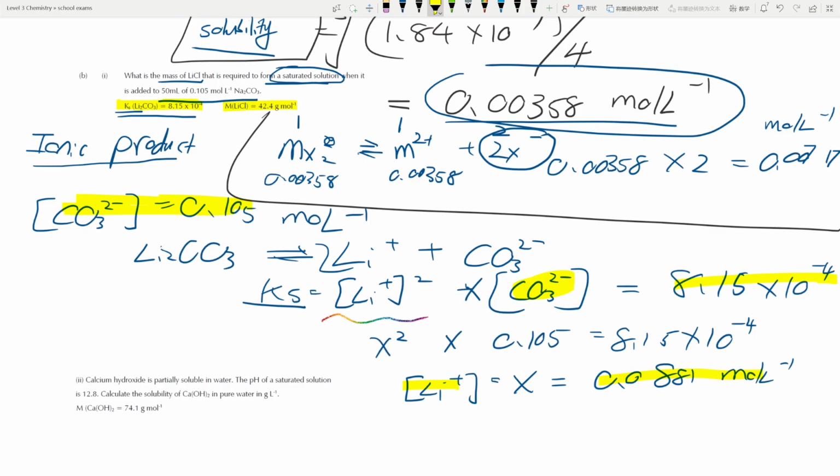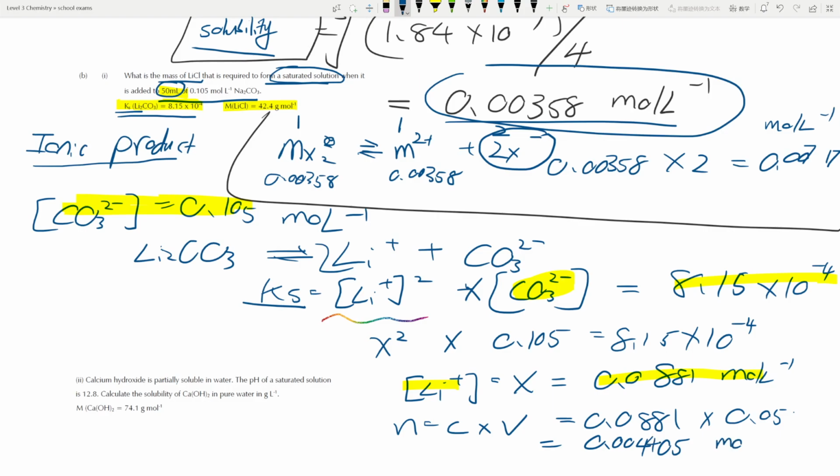Okay, so actually we do need the volume, because I mentioned, and again I mentioned this multiple times before, all the numbers that we give you in chem, especially in aqueous, you tend to use them once. So we know the concentration, we know the volume, we know C, we know V, we can figure out the mole. So that's going to be 0.0881 times 0.05 liters, which is going to be 0.00405 moles.